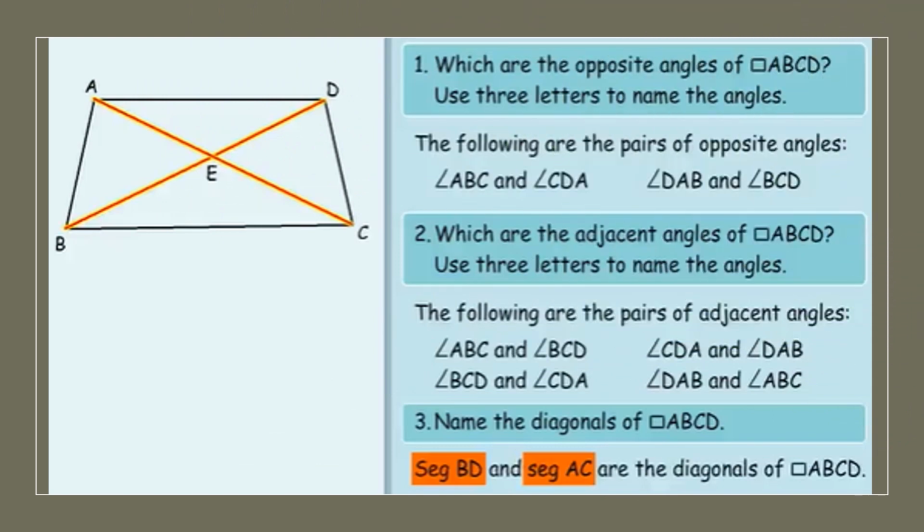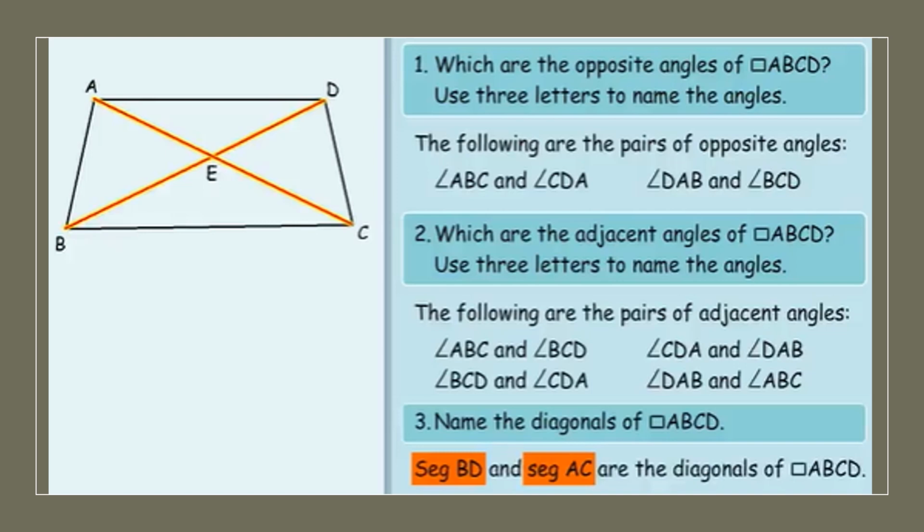Now here you are given a quadrilateral with diagonals drawn and some questions are asked. You have to read them and write the answers. Which are the opposite angles of quadrilateral ABCD? The pairs of opposite angles are angle ABC and angle CDA, and angle DAB and angle BCD. Which are the adjacent angles? Angle ABC and angle BCD, angle BCD and angle CDA, angle CDA and angle DAB, and angle DAB and angle ABC. So these are the adjacent angles.